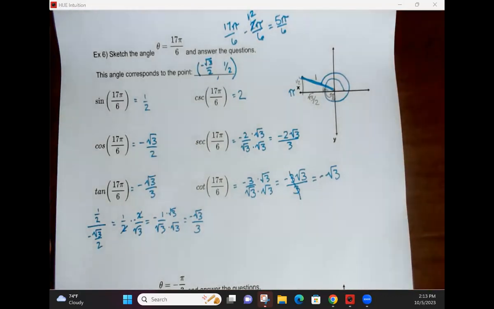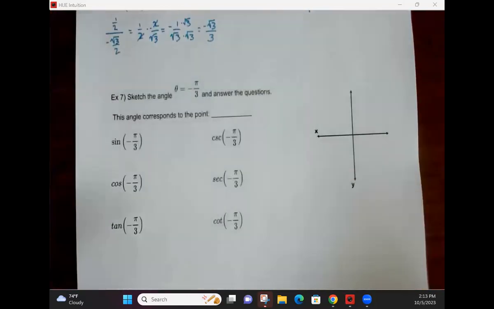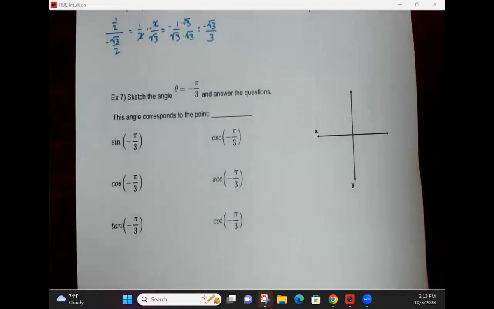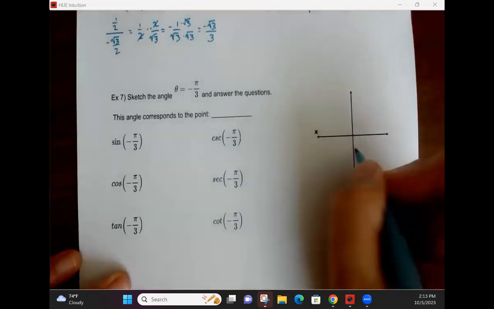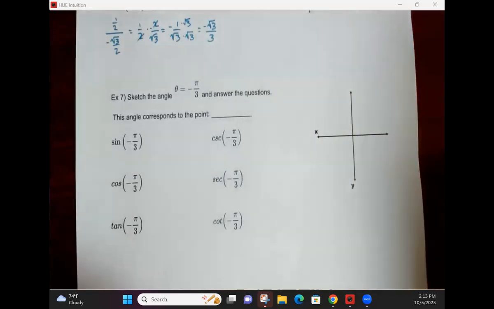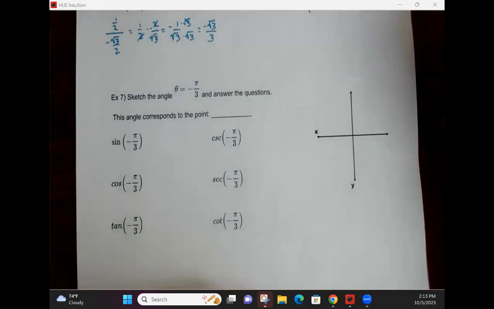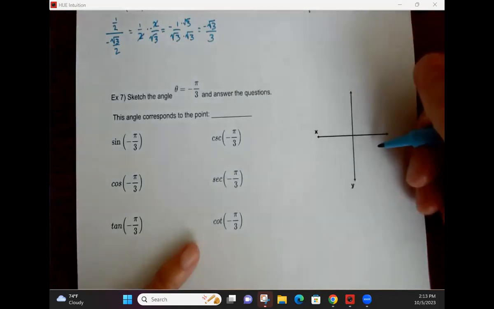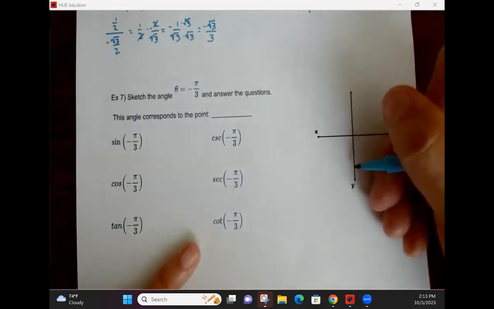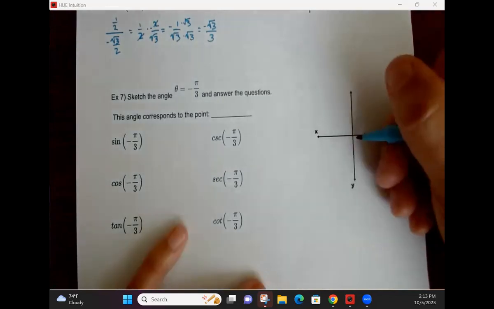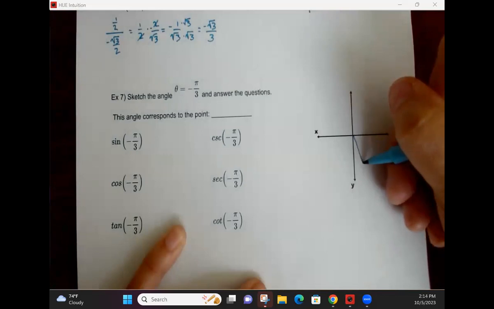One more example to look at together for today: -pi over 3. This one's also a little bit different. We're looking at a negative angle this time. So instead of counterclockwise, we're going clockwise to pi over 3. So we're going to be down here in quadrant 4, and pi over 3 is going to land us closer to the y-axis than the x. So we're going to be kind of in here like this.